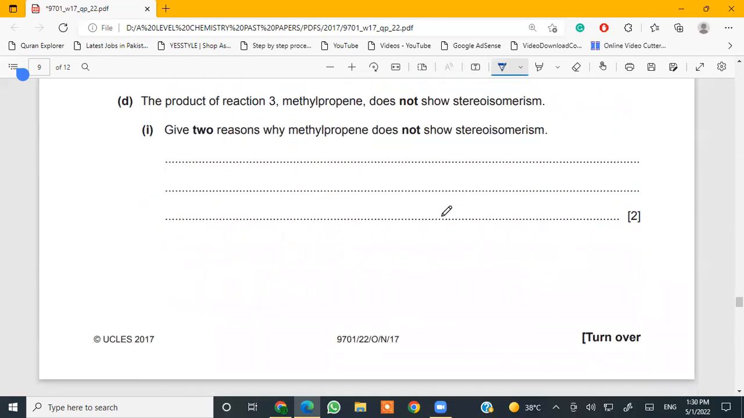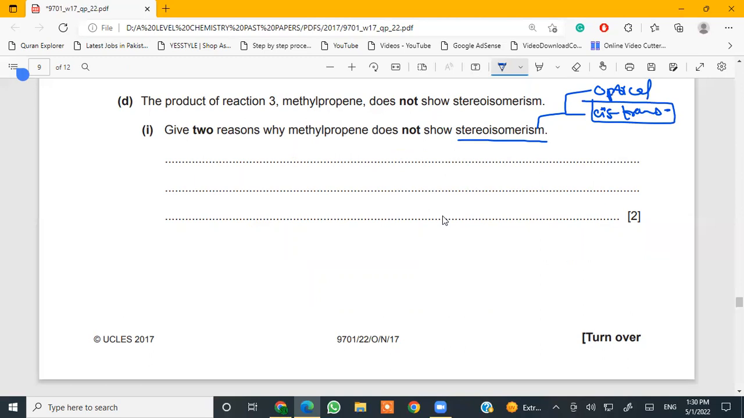Now, the product of reaction 3, methylpropene, does not show stereoisomerism. Give 2 reasons why methylpropene does not show stereoisomerism. Okay, so what are the 2 types of stereoisomers? Let's quickly revise them. You've got optical and you've got cis trans, and in case of an alkene, you can only have cis trans. You can have both actually if a branch is present, but cis trans is present only in alkenes. Okay, cis trans cannot be present in compounds that are not alkenes.